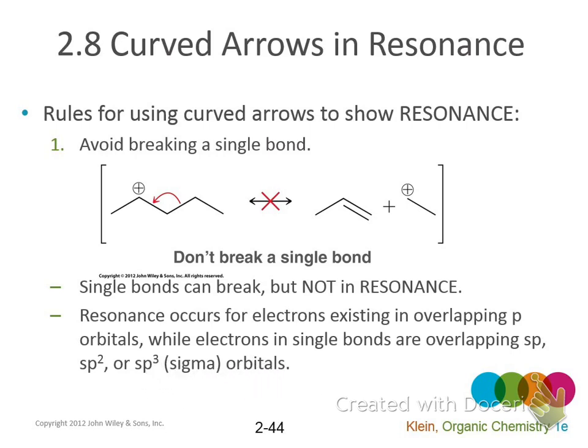Second rule. By the way, we already talked a little bit about this. Resonance occurs for electrons existing in overlapping p orbitals.